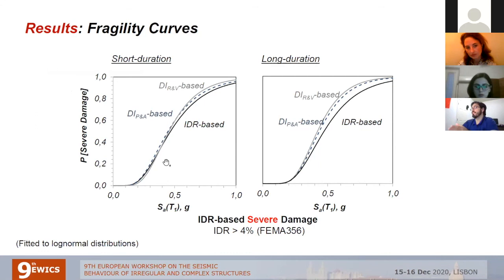We see that for short duration, they pretty well match. So that basically validates our fragility curve development based on the damage indexes. And when we go to long duration, we see that the damage indexes have higher probability for the same earthquake intensity, which can tell us that there are some effects based on the duration.